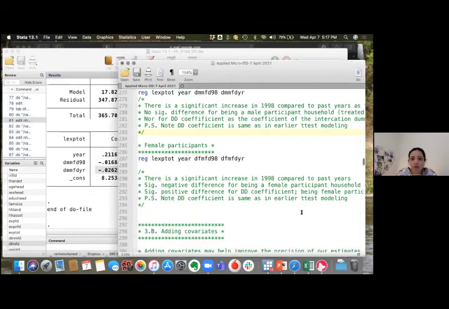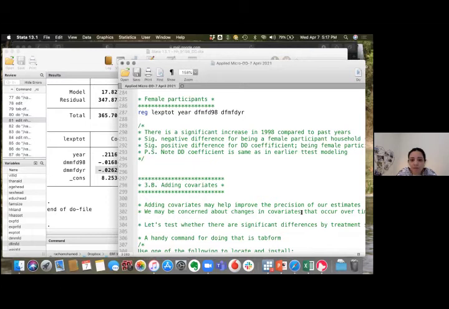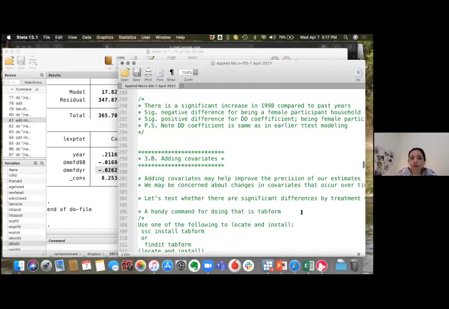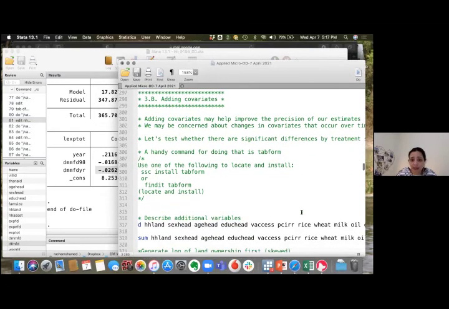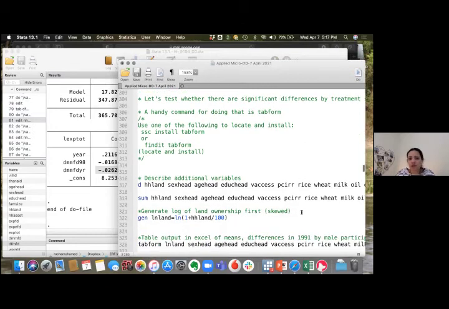Okay. Now let's add some covariates to the analysis. Here I am just saying that you can compare, or you can try to see, what are the variables that you include in your analysis, and you compare between the average in the treated and the average in the non-treated, trying to see if there is a difference.